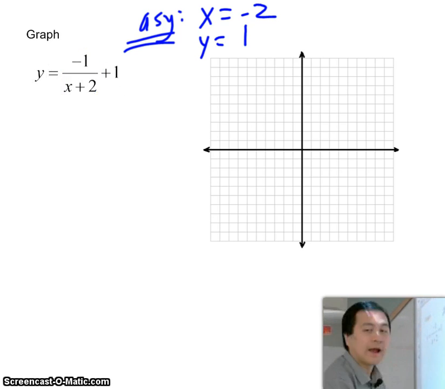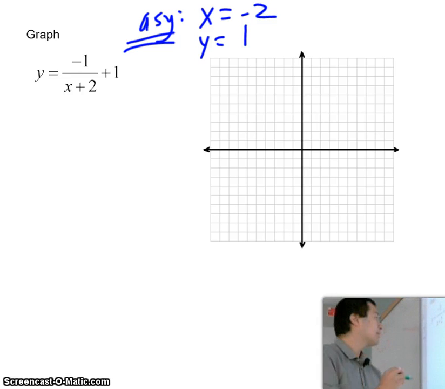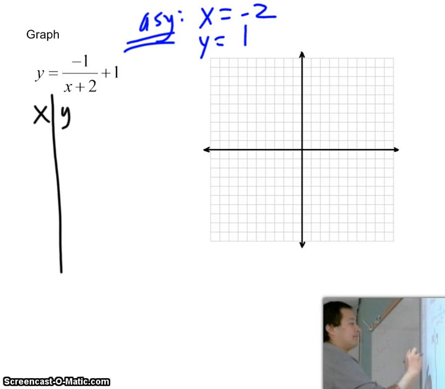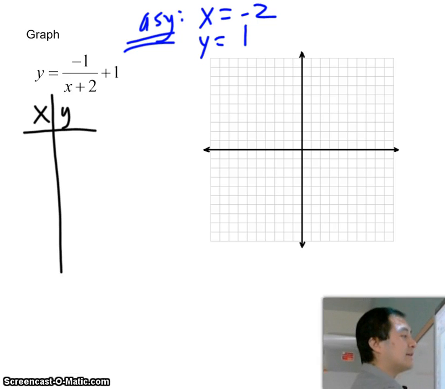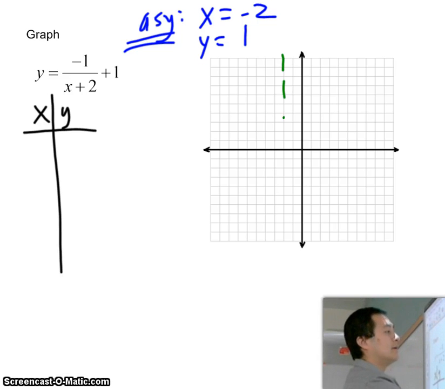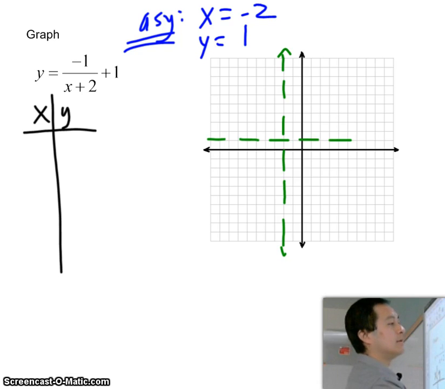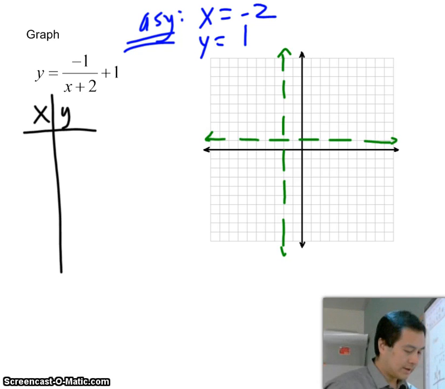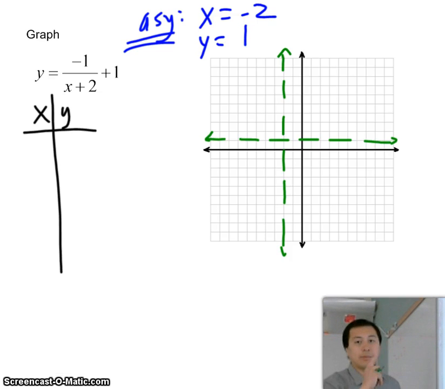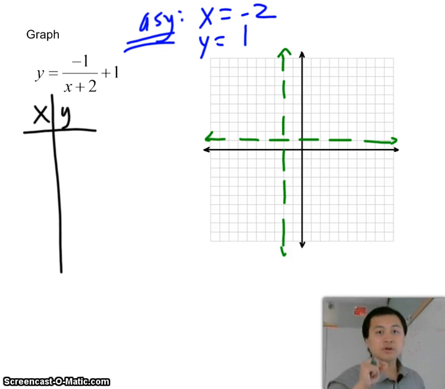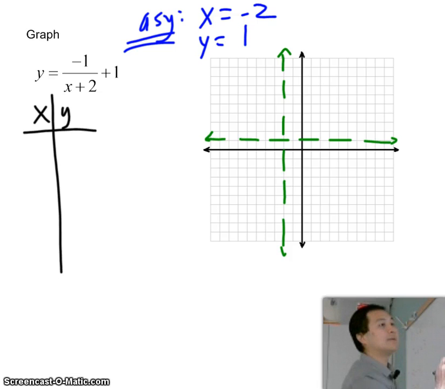Let's graph this. Everyone make your t-table. Before you make your t-table, let's draw in our asymptotes. X equals -2 right here. And y equals 1 right here. Alright. Let's make our t-table. Pick our numbers. Remember, pick to the right, pick to the left. Pick your numbers, pause the video, double check, see if you got the same numbers I got.